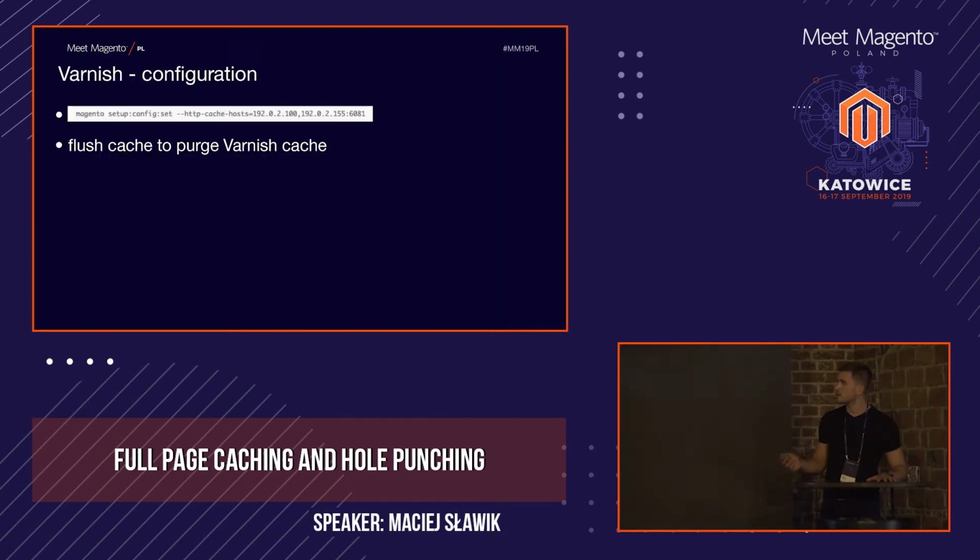There's also one more thing you have to do in Magento. You have to use the Magento executable to run the command you see on the screen, and you have to set the host or hosts where Varnish is installed, and this will tell Magento where it should send requests to purge Varnish cache when full page cache is being purged.